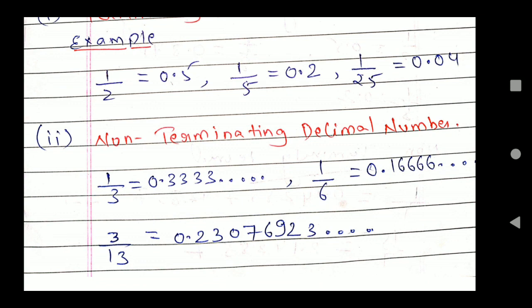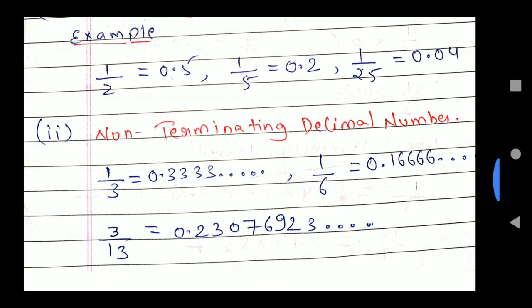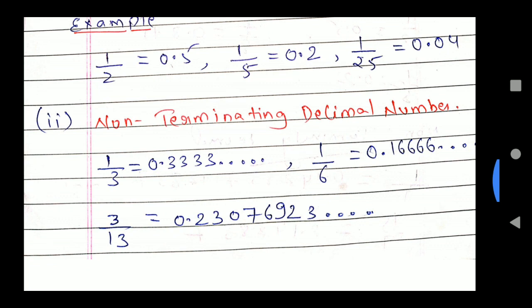It means 3 will go on up to infinity. Now see the second example, 1 upon 6. If we divide 1 by 6, we get 0.1666 and so on up to infinity, with 6 repeating. Okay, next thing, 3 by 13. If we divide 3 by 13, what do you get?